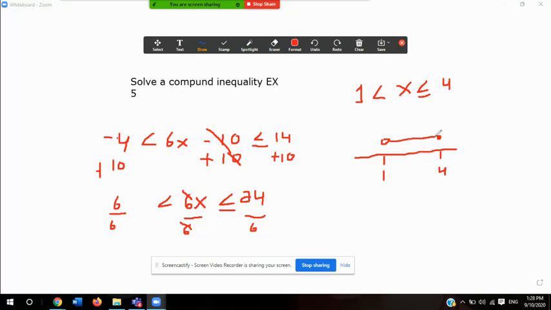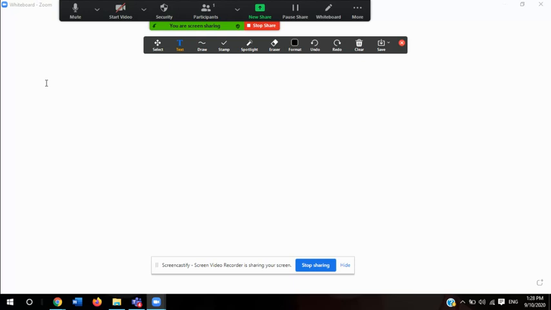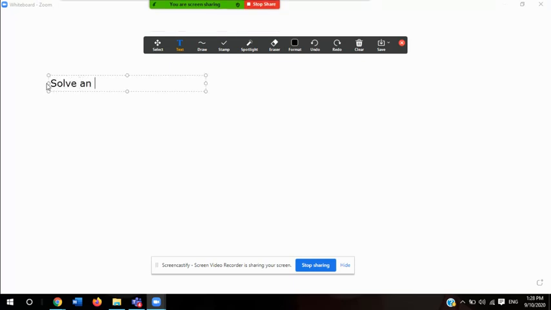Now we're going to go to example number 6 real quick. Example number 6 says solve an or compound inequality. So we're going to have two inequalities that we're going to solve. So let me clear the drawings. And this is example number 6. Solve an or compound inequality.